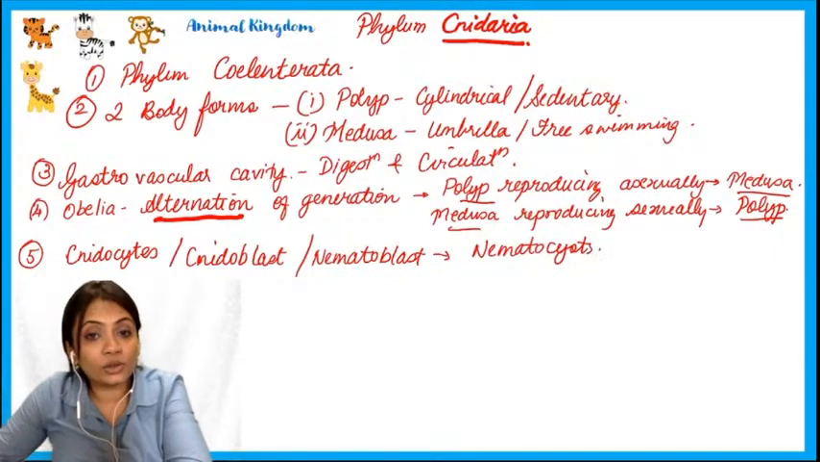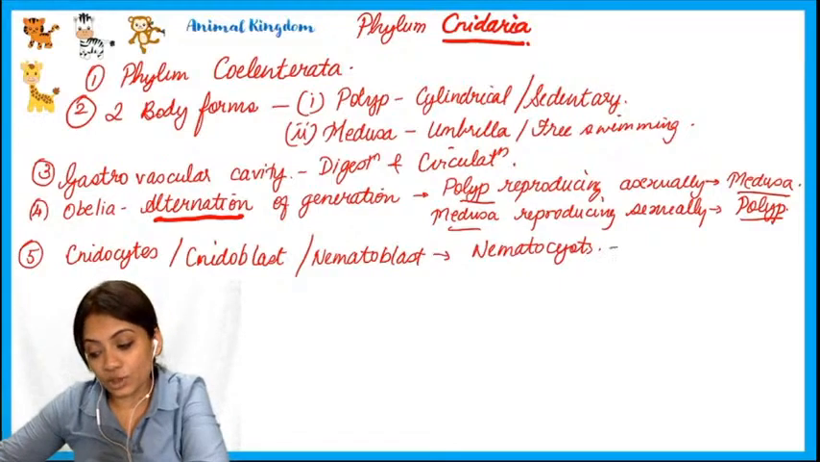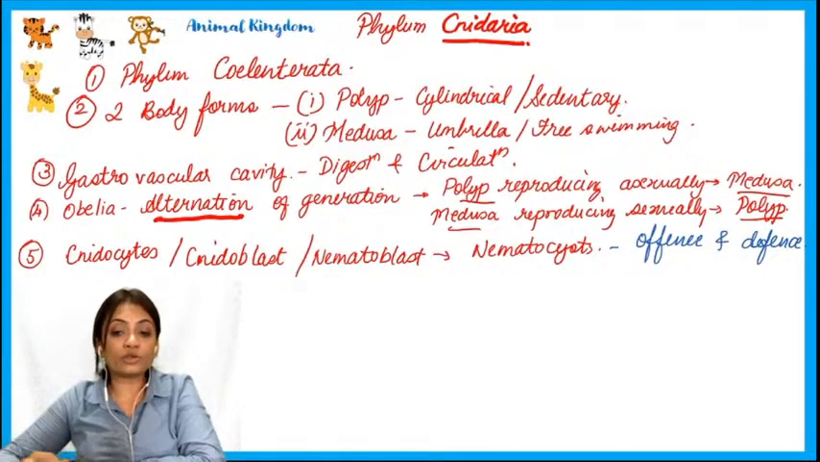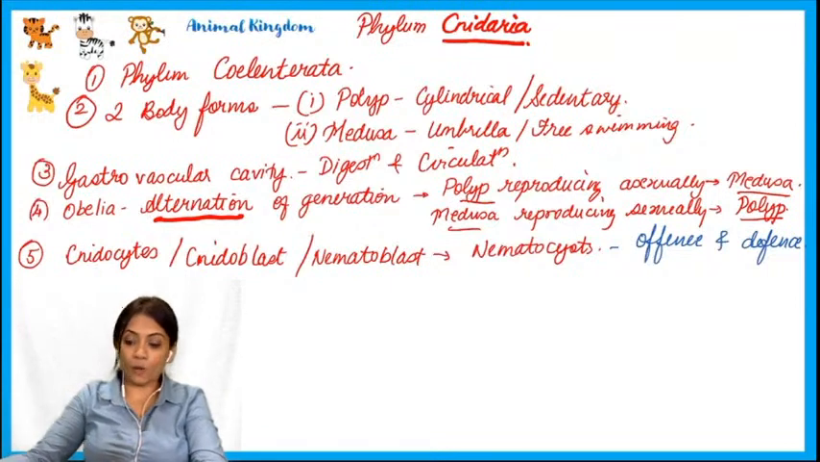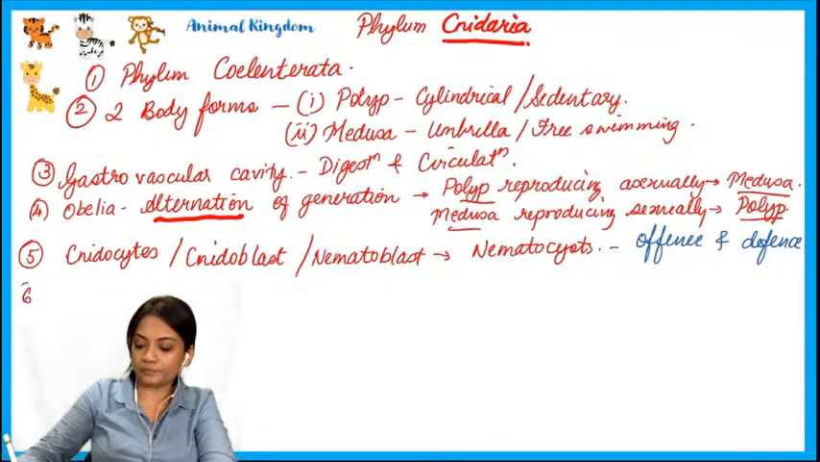Okay, they were nematocysts. And what was the function of these nematocysts? Anyone remembers that? It was used for offense and defense. Okay, it was used for offense as well as for defense. Now, coming to the next point. Do you remember the next point?